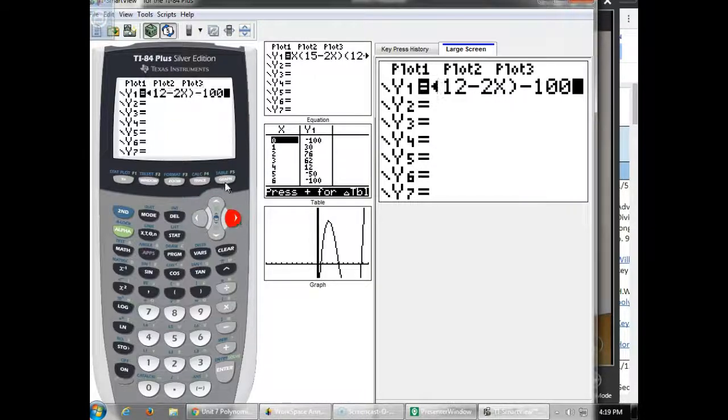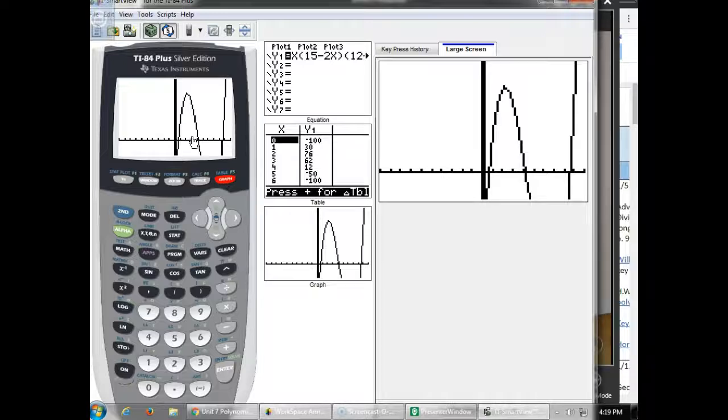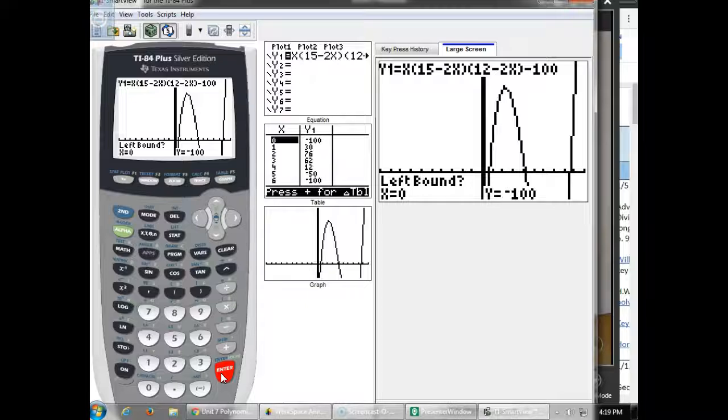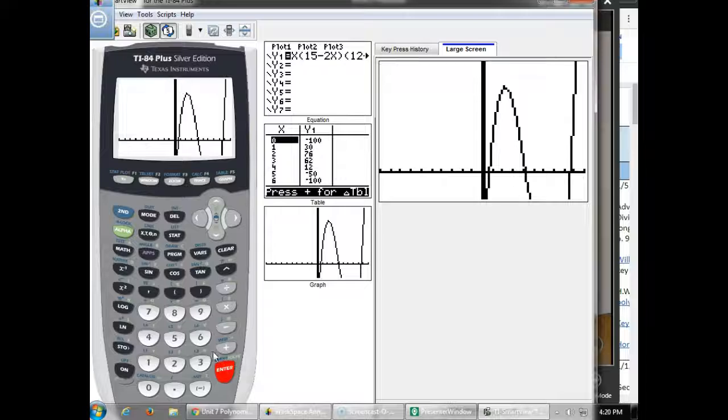So subtract 100. You're going to graph it. Now, I see I have some values here. I need to find these x-intercepts. So remember, you do that second calc 0, and I'm going to use what appears to be 0 and 1 as my bound. So I'm going to use 0 as a left bound, 1 as a right bound. So the first value is 0.69.